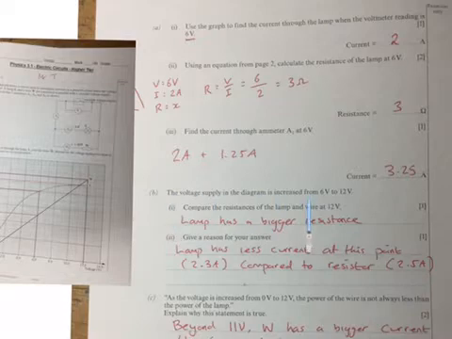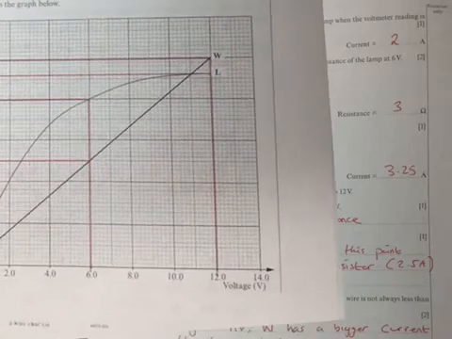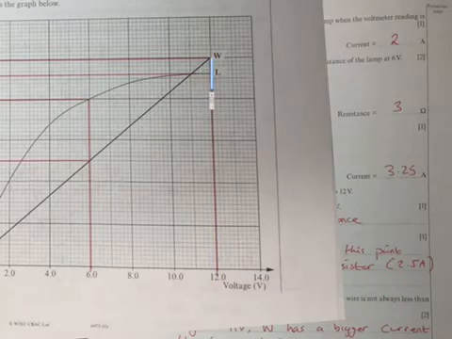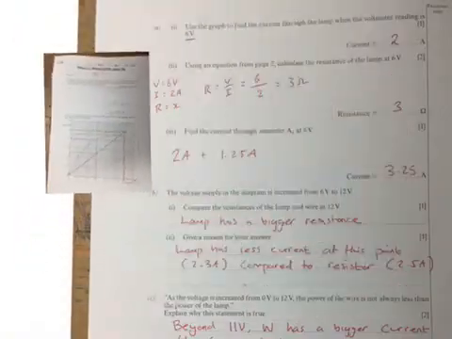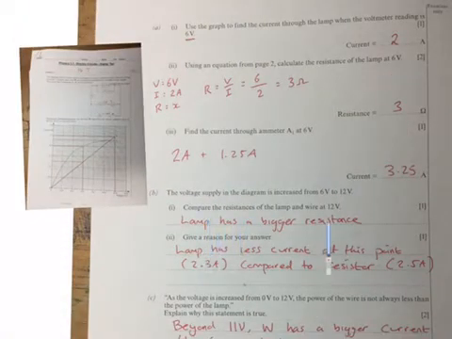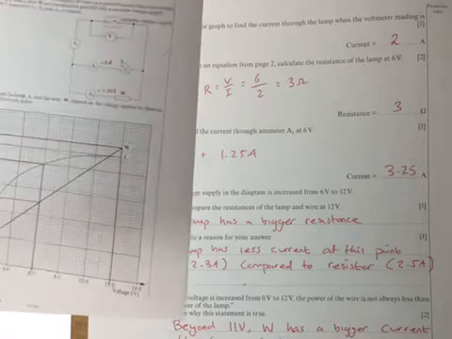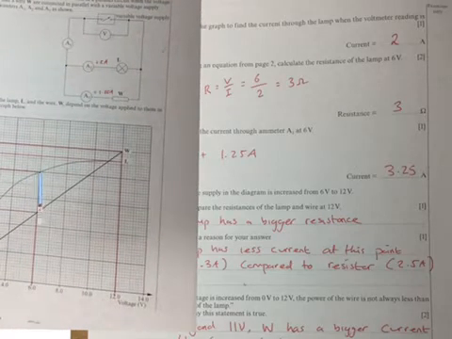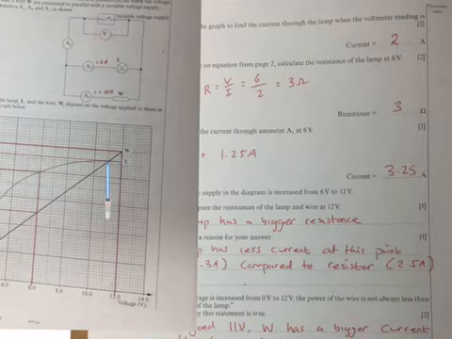The voltage supply in the diagram is increased from 6 volts to 12 volts now. Compare the resistance of the lamp and the wire. So it wants me to compare. Well, let's have a look at 12 volts, what's happening in the graph. So at 12 volts, oh look, the wire has more current going through it than the lamp at this point. So I would compare that, and I would say something like the lamp has a bigger resistance because it's got less current going through it at that point, even though all the way by here it's got more current than the wire. But at this point by here, see that crossover around about 11 volts there? The lamp is going to tail off because it's got more resistance at this point. So I've said that there.